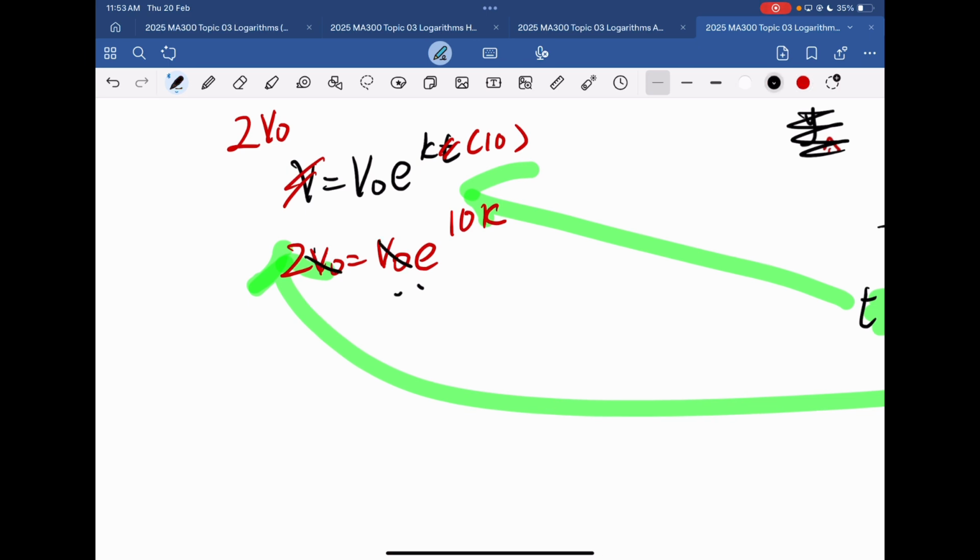Just cancel V naught. Then ln 2 equals e power 10k. Solve. I think you should know what to do.